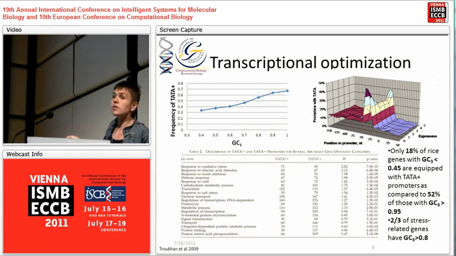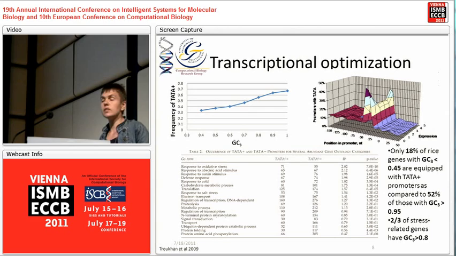Very highly expressed genes also have a TATA box, but genes expressed on average do not. So it's sort of similar three classes of genes. And from the same paper, we also tried to analyze enrichment of different gene ontology classes with respect to TATA boxes.